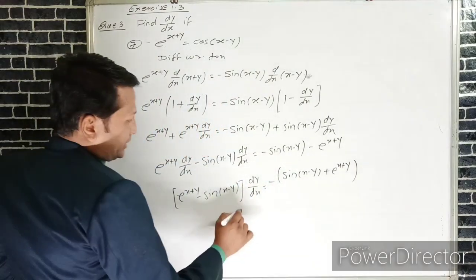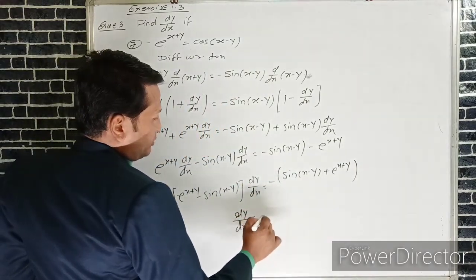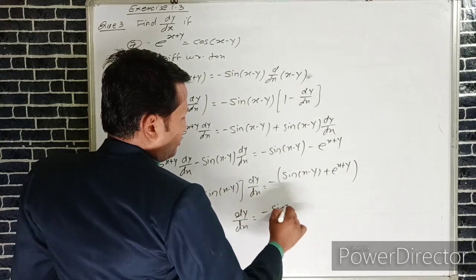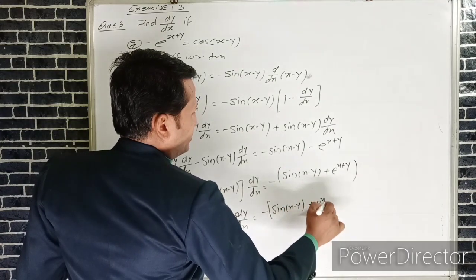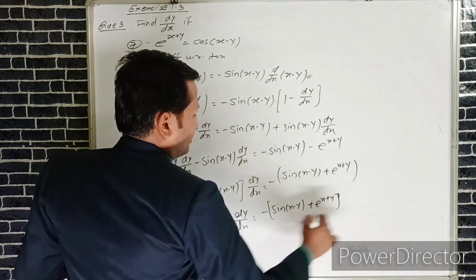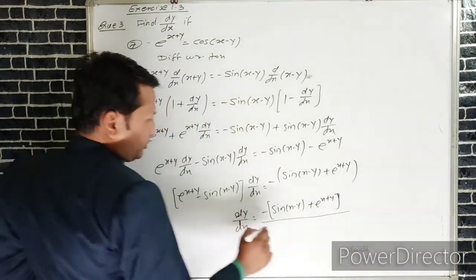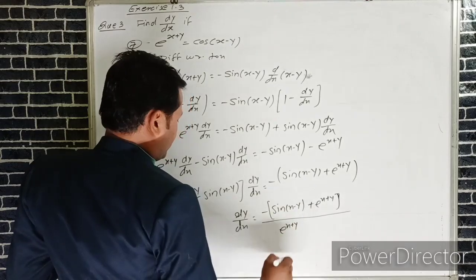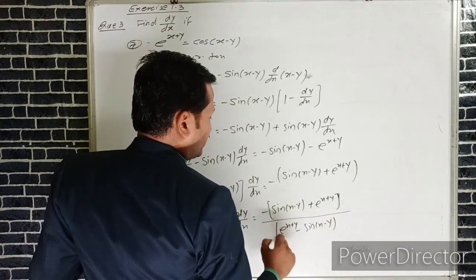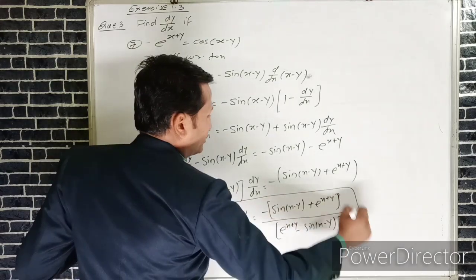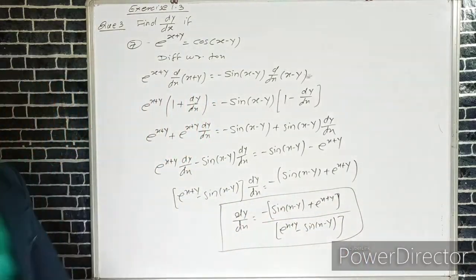Now we can write dy upon dx is equal to minus sin of x minus y plus e to the power x plus y upon e to the power x plus y minus sin of x minus y, which is the required derivative of the given function dy upon dx.